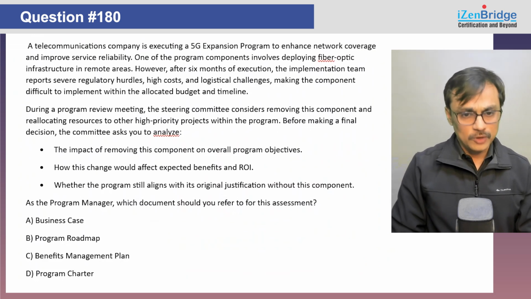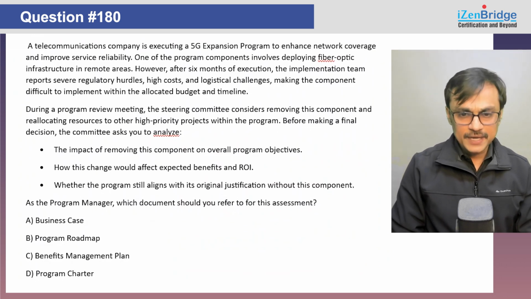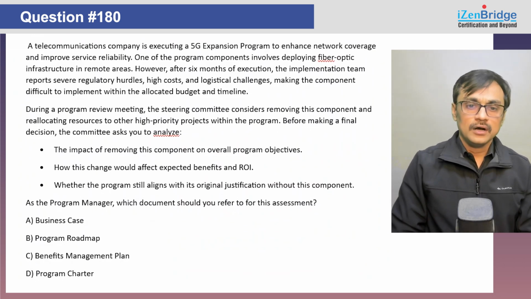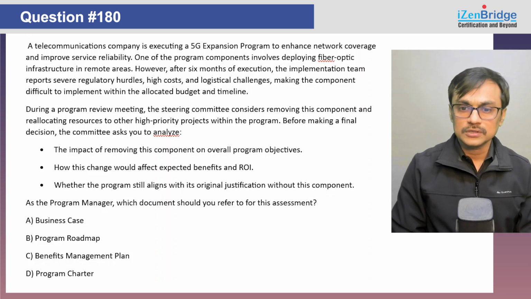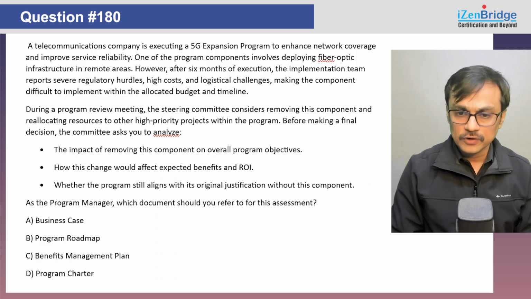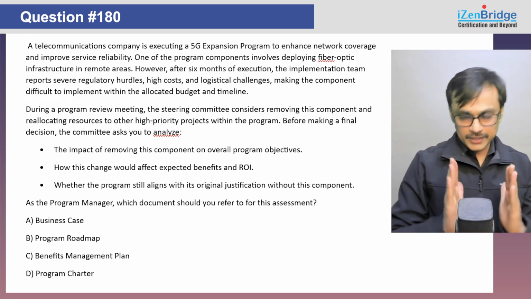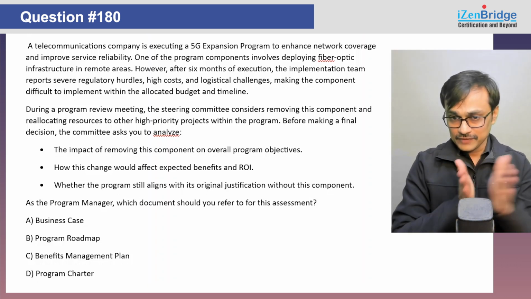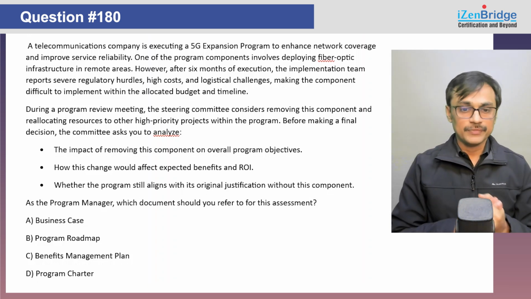on overall program objective, how this change will affect expected benefits and ROI, whether the program is still aligned with original justification without this component. As a program manager, which document should you refer to for this assignment? So I would say that this one is a little tricky, and probably we need to go very, very close and figure out how we should choose the answer.